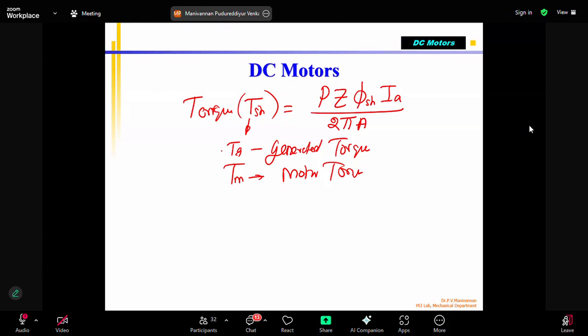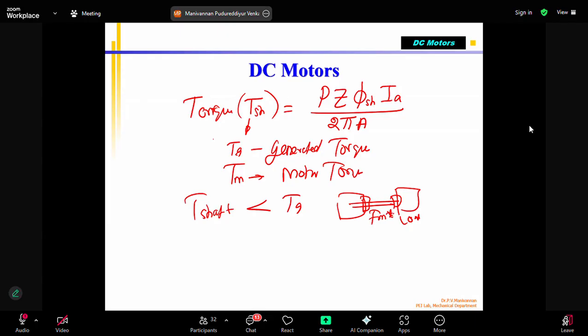Correct? Because this much torque is produced in the armature, but the shaft torque, T shaft, will always be lesser than TG. Why? I have the motor, from which a shaft comes out and is connected to the load. Correct? Here I have bearings. There is friction, bearing friction, all these things on the motor side and the load side.